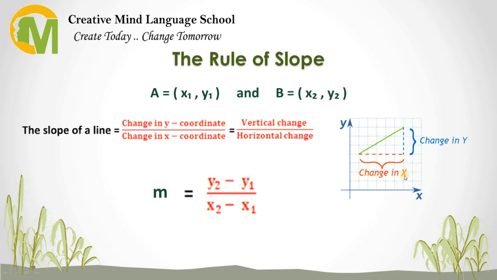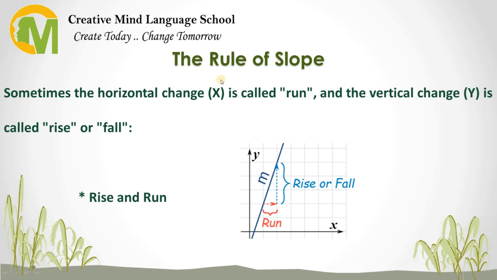The British and the Egyptian curriculum name this rule as the slope or the gradient, but the American curriculum names it as run and rise. The horizontal change or the x coordinate is called run, and the vertical change or the y coordinate is called rise or fall. We can see here on the graph that the run is the x coordinate and the rise or fall is the y coordinate.